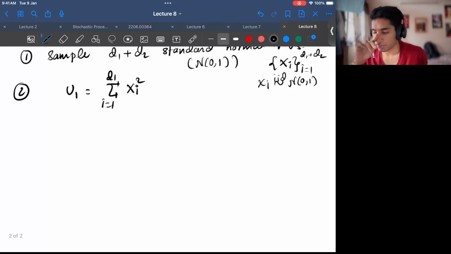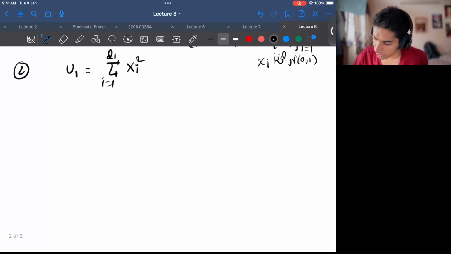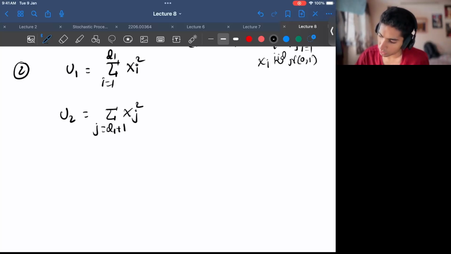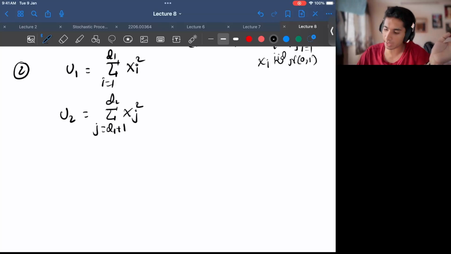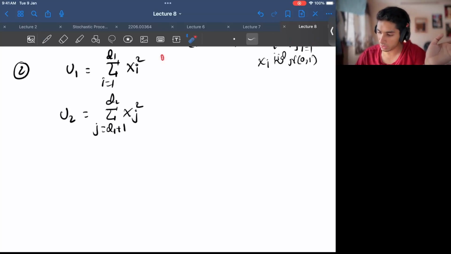Okay. So basically, you take the first d1 of the standard normals. There are d1 plus d2 random variables. You take the first d1 random variables, square them, and just add them. You get u1. Okay. Then you find u2, which is again the summation of xj squared, where j here is going from d1 plus 1 to d1 plus d2.